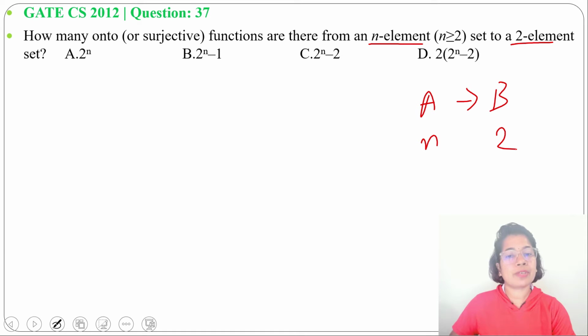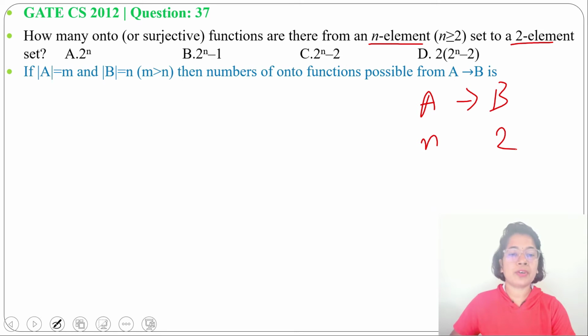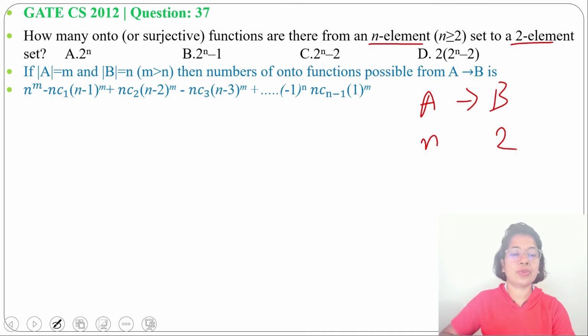I already discussed a formula during the lecture: if A cardinality equals m and B cardinality equals n, the number of onto functions possible equals n^m minus nC1 (n-1)^m plus nC2 (n-2)^m minus nC3 (n-3)^m, and so on, with sign (-1)^(n-1) nC(n-1) 1^m. Here m should be greater than or equal to n. Since n is greater than or equal to 2 here, we can apply this formula.